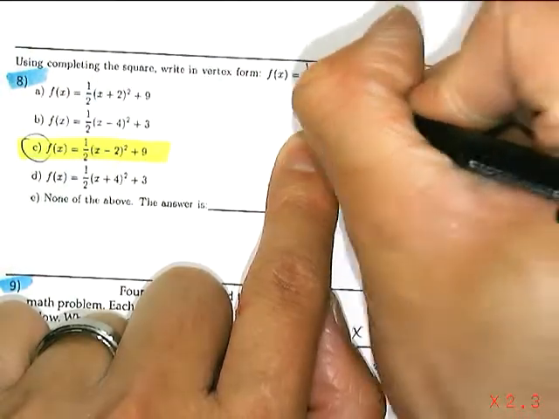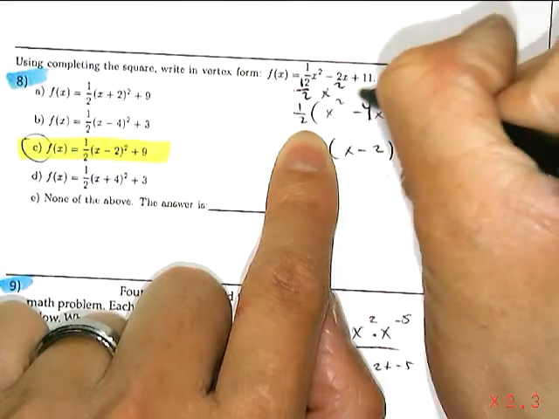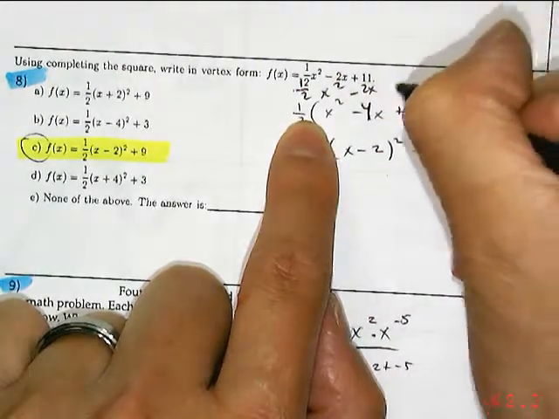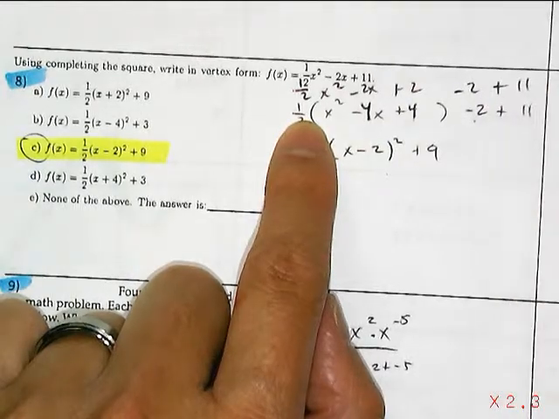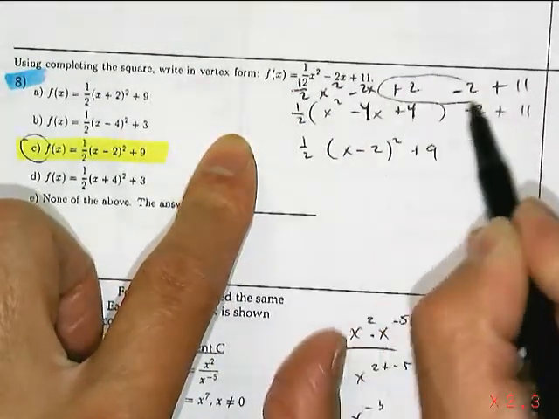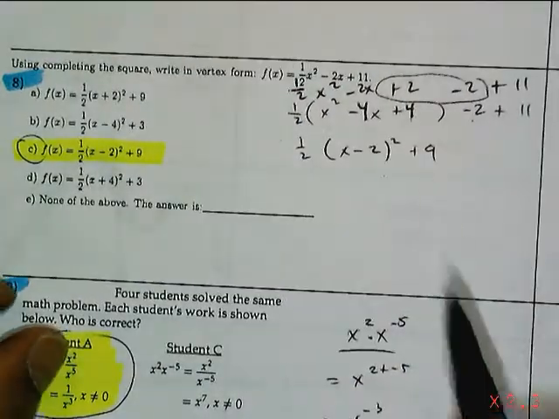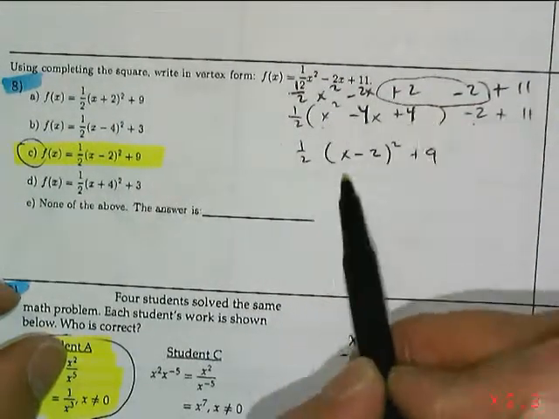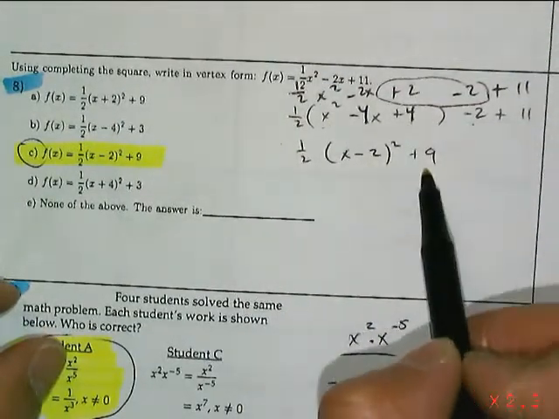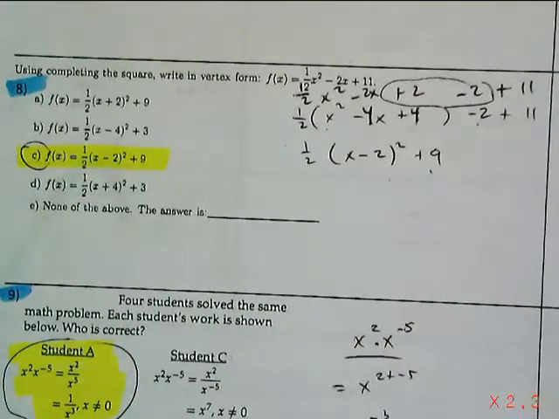Remember, the previous problem would look like this. And there's your 0. Then you can just factor that, x minus 2 squared. That'll become 9, and that is choice C.